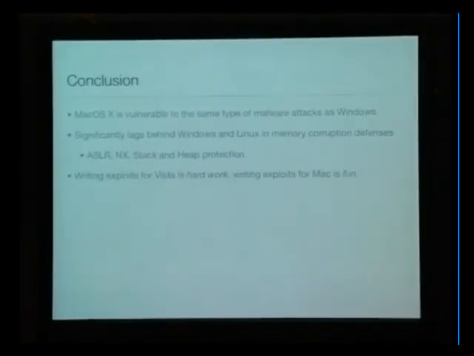In conclusion, OS X is vulnerable to the same types of malware attacks as Windows, even though we aren't seeing it yet. And because it's increasing market share, it is becoming at more risk for these attacks every day. And it doesn't have these exploit defenses that other operating systems have. But what makes it fun is, if you haven't gotten into writing exploits yet because a lot of these features are making it a pain in the ass, well, just write them for OS X because you don't have these things to contend with. Writing exploits for Vista is really hard work. Writing exploits for Mac is fun.